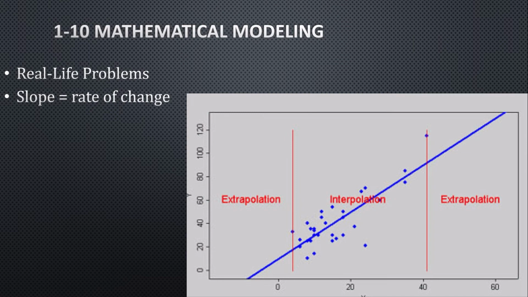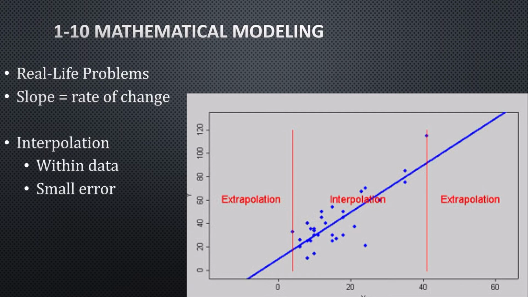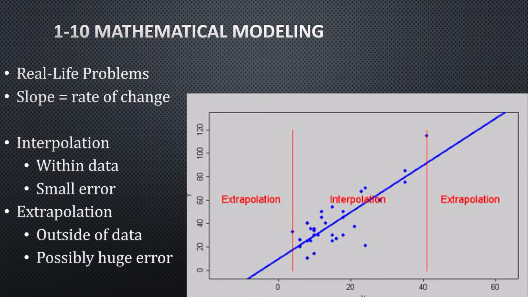So let's say we have these points and we have this line through there. Interpolation is within the data, and it usually has small errors. So it's inside the data points, and you can assume that anything you get from there is going to be close to what it really is. Extrapolation, however, is outside of the data. The further you get away from your data, the more of a guess it is.